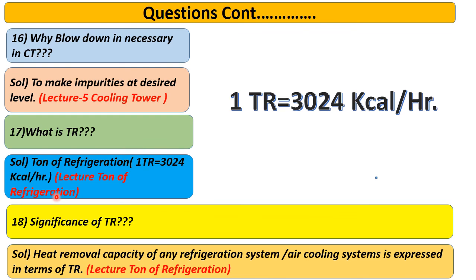If I tell you that I have a cooling tower of 10 TR, that means that cooling tower can remove 30240 kilocalorie per hour of heat from the process that it is serving.